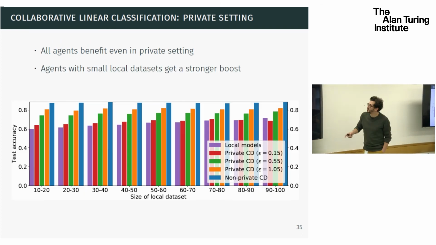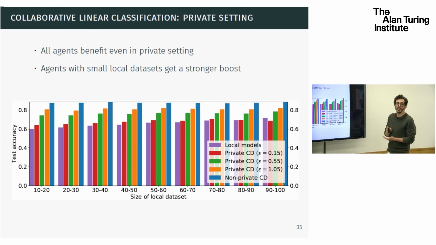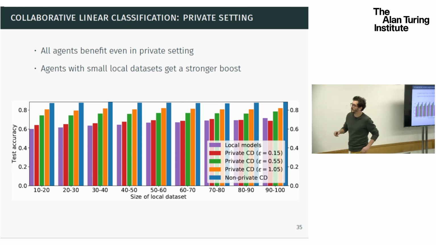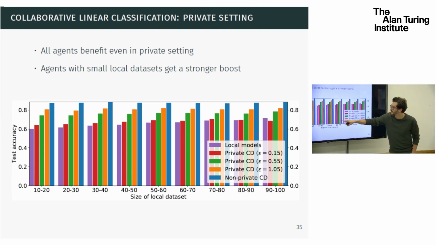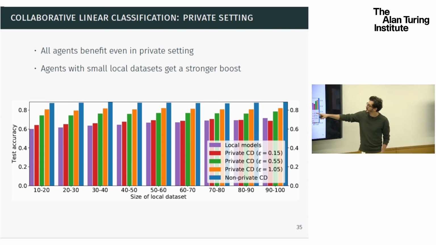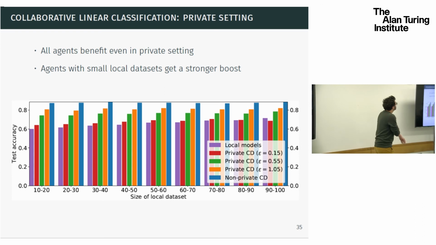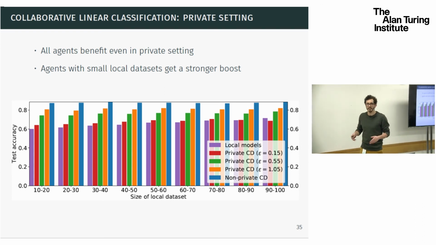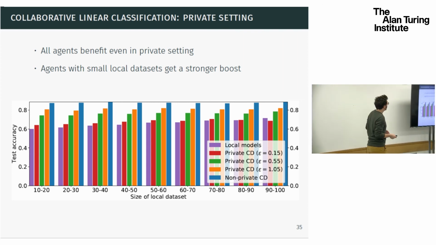And so you can go a little bit deeper also and analyze what the test accuracy is depending on the size of your training data set initially. Okay. So this is for users that have between 10 and 20 points, 20 and 30, and so on. And this is the accuracy of local models. This goes up typically. And then the private and the non-private models. And what you can see, which is nice, is that all agents tend to benefit, which is good because it gives some incentive for everyone to participate.